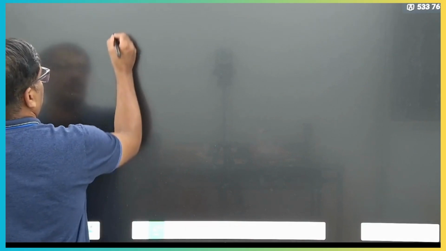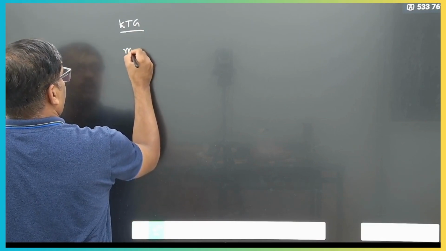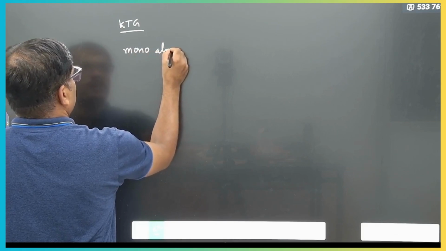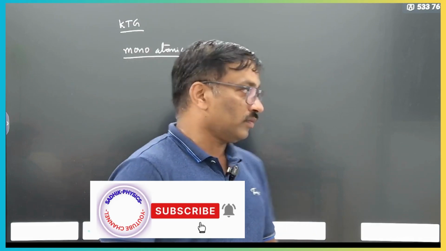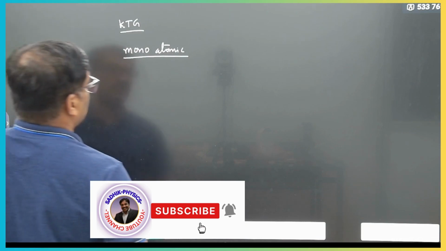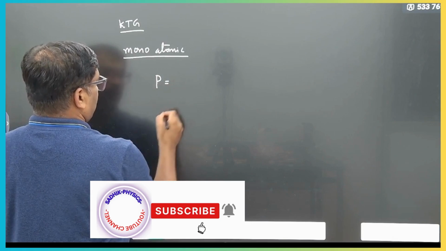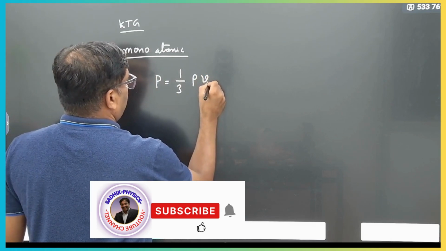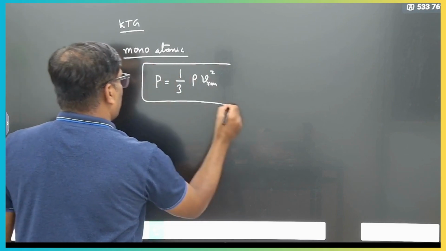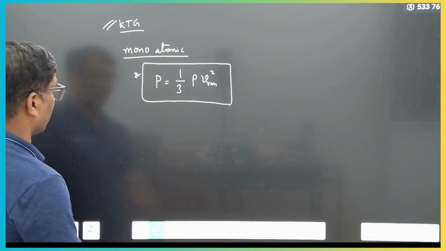Now based on the kinetic theory of gases, KTG, we calculated pressure for a monoatomic gas. Monoatomic means a single-atom gas, like the noble gases helium and neon. For a monoatomic gas it is derived that pressure equals 1 by 3 rho Vrms square, where rho is the density. This is your important derivation, which is given from the KTG.